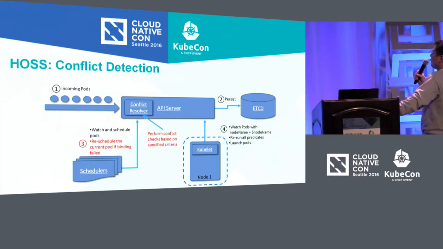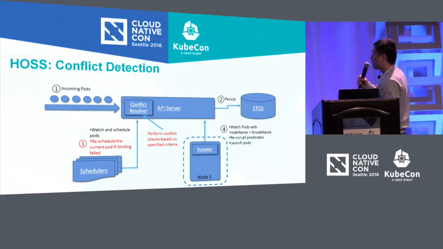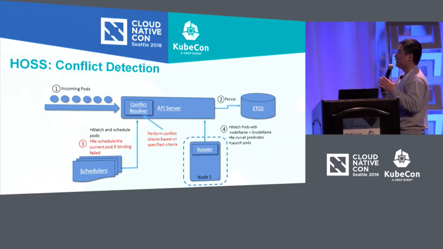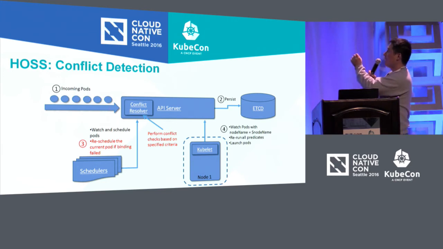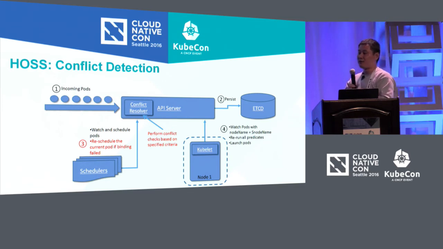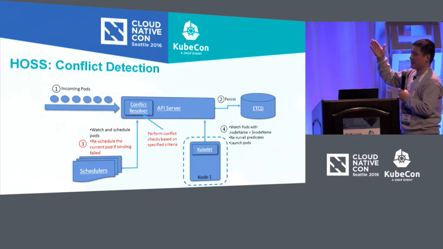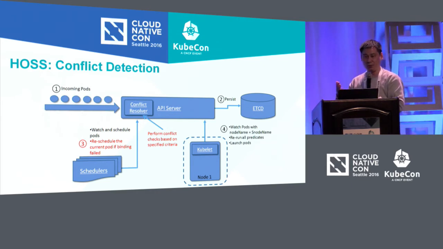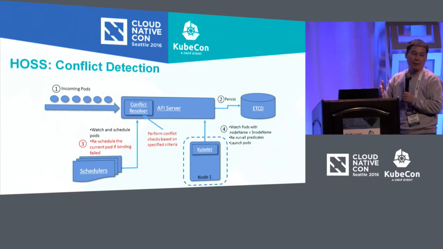So how it works is like this. When a scheduler finds a best node for a pod, it will create a binding request. This binding request is submitted to API server, and then it's intercepted by our conflict resolver module. It will check if there are any resource conflicts based on the different criteria that are specified by the schedulers. If there is a conflict, it will return an error, and the scheduler is supposed to rerun the scheduling process immediately to find another node for that pod.